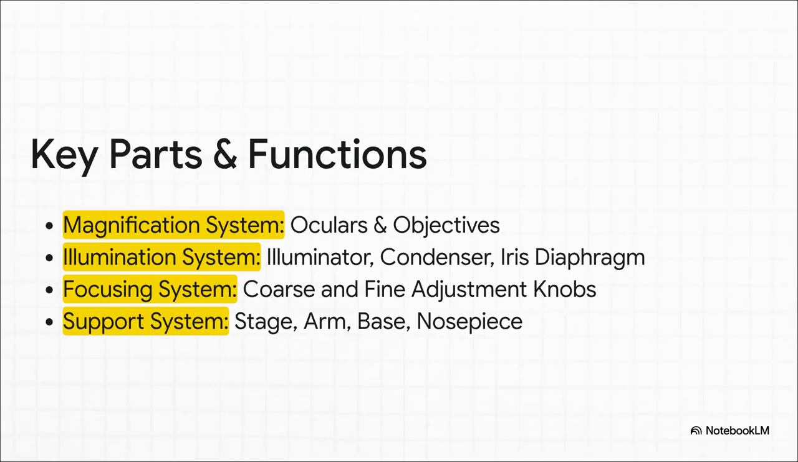Now to make remembering all those parts a lot easier, let's just group them by what they do. You've got the magnification system, that's the lenses that make things bigger. The illumination system, all the parts that control the light. The focusing system, those are the knobs that make the image sharp. And finally, the support system, that's just the frame holding it all together. See? So much easier to remember that way.